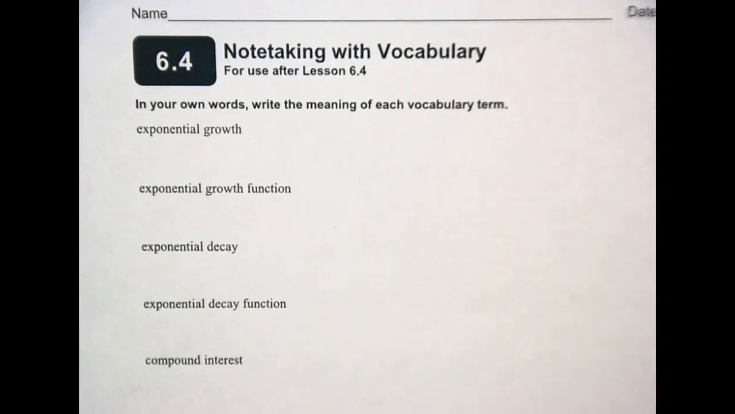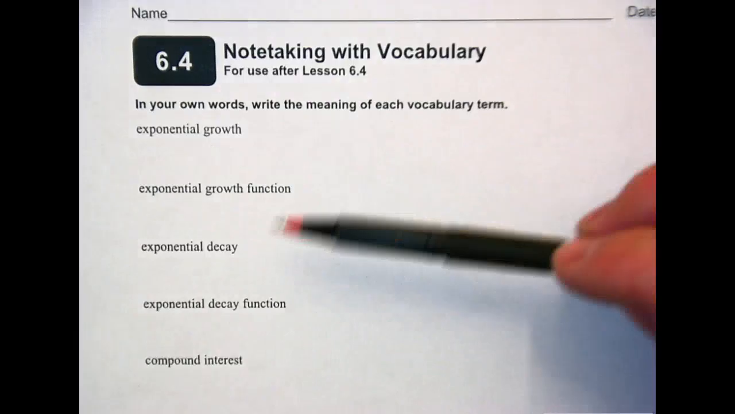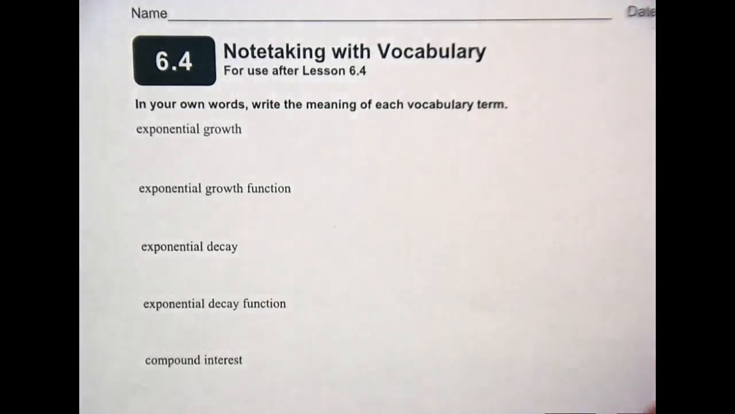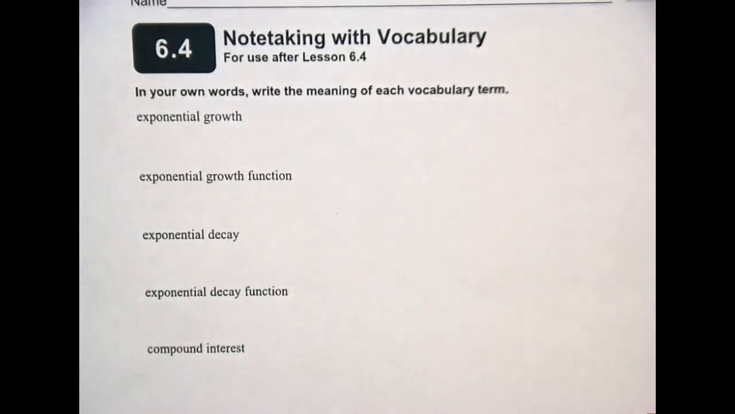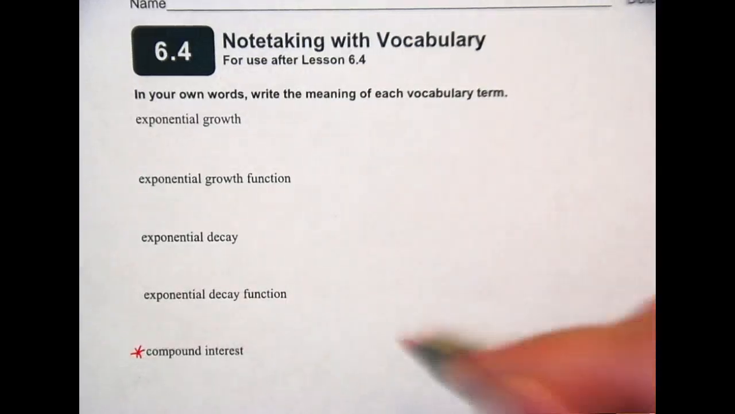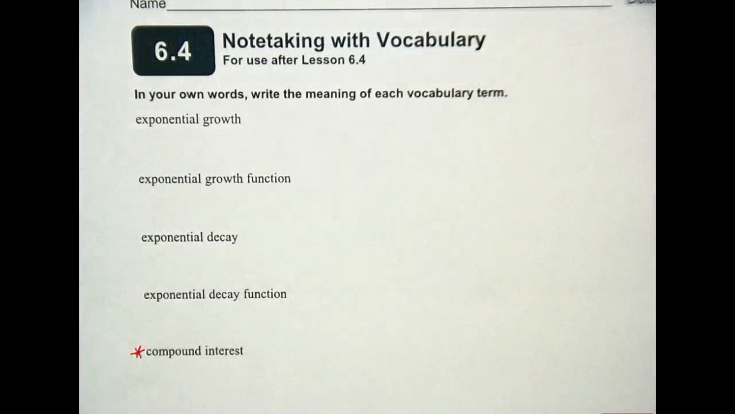Okay, so in your own words, I want you to describe the meaning of exponential growth, exponential growth function, exponential decay, decay function, and we haven't talked about compound interest yet, so you may leave that one blank, but you're welcome to get a book and look it up if you want. But pictures help out, equations help out. Write down whatever you can about those things, and then give yourself some room to add some notes here. And talk with your neighbors. You get 4 minutes to work on that.